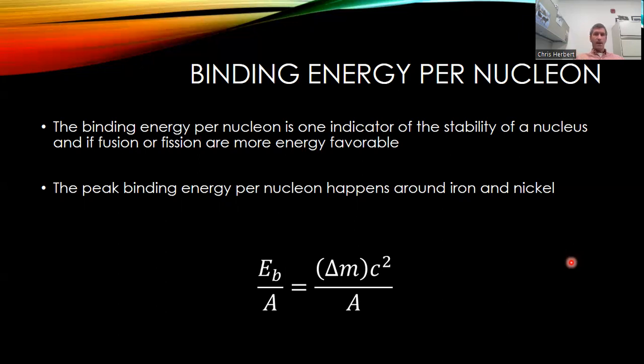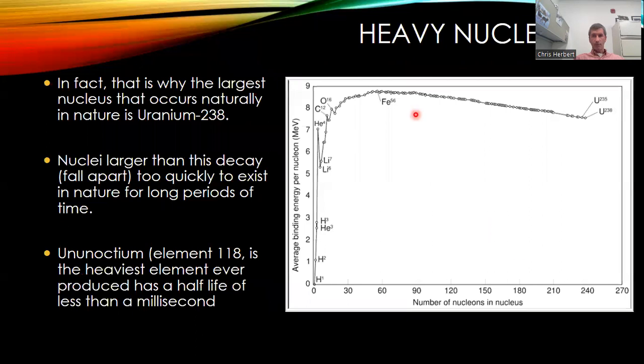Once we reach iron, however, we have a problem. I'll go back to that curve. Once we reach iron, if I keep adding protons and neutrons, I'm actually decreasing the energy per nuclei, and that takes energy input into the system to build heavier and heavier elements.